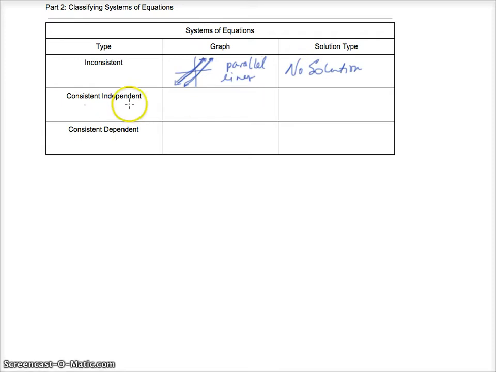The graph for consistent independent is two lines that intersect. And you have an actual solution point. Two intersecting lines. Get your handwriting together, McAllister. Two intersecting lines, and it has one unique solution.